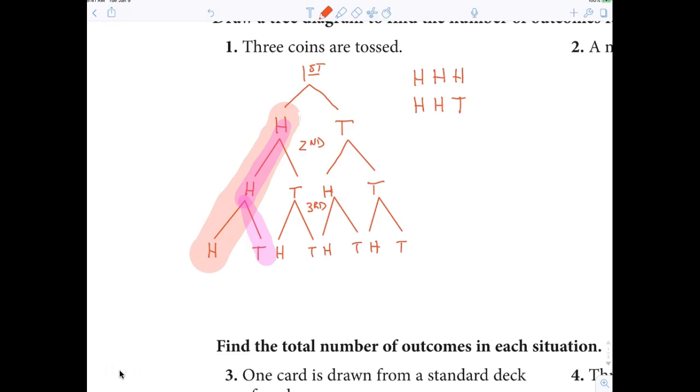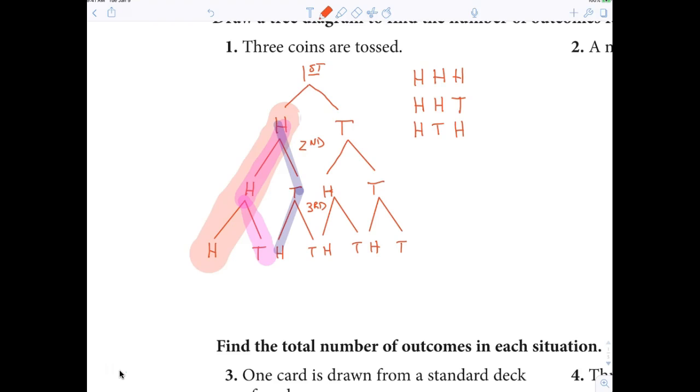Now, I'm just going to get a different color for you, just to make sure. No. Heads. Can I go any more down here? No. Because there's not a different path. So I have to go heads to what? Tails. And then from tails to what? Heads. So here we go. H, T, H.